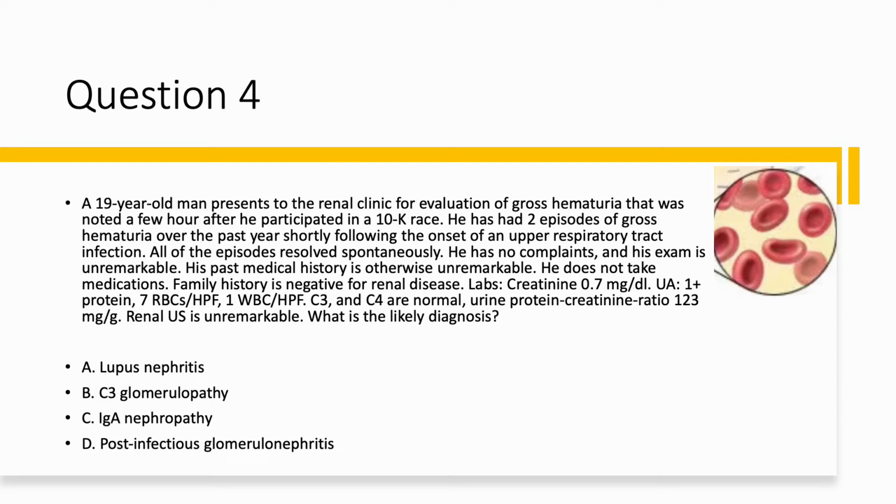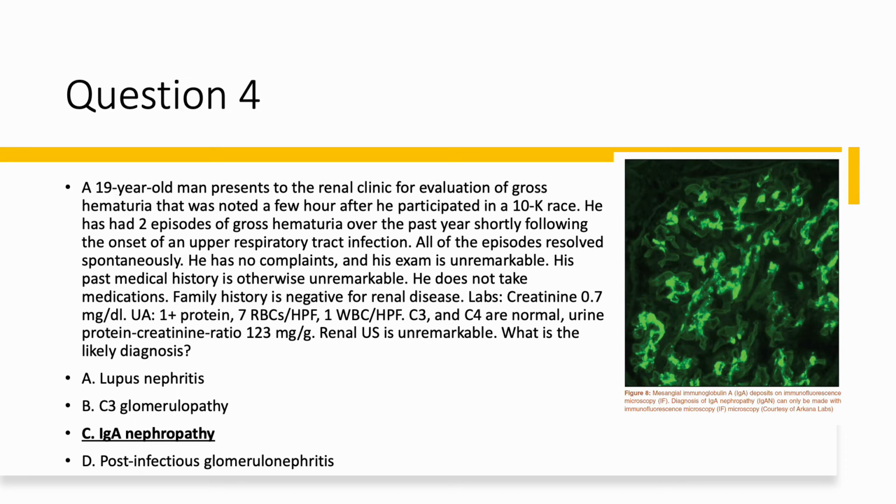Please pause the slide, think about the different answers, and the correct answer will be on the next slide. And the correct answer is C, IgA nephropathy. Now, really, this condition is very consistent with IgA nephropathy. You have someone who gets painless, asymptomatic hematuria after intense physical activity or upper respiratory tract infection. So this is IgA nephropathy.